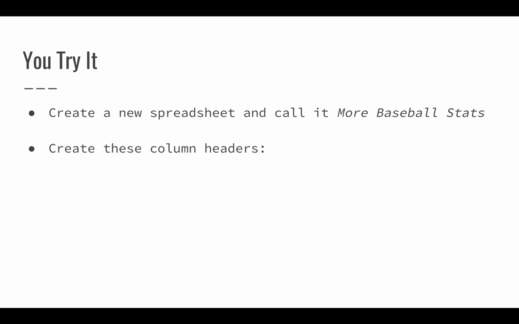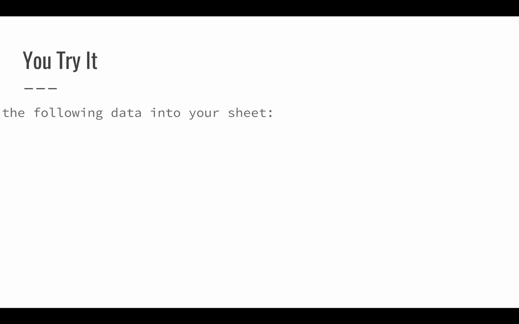We're going to create the same column headers, the player, the at-bats, the hits, the walks, and all of those values you'll be able to enter directly. And then we're going to calculate the batting average and the on-base percentage. So you can start off by entering the following data into your sheet.